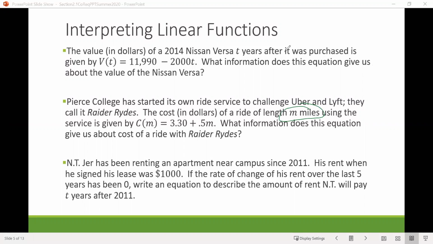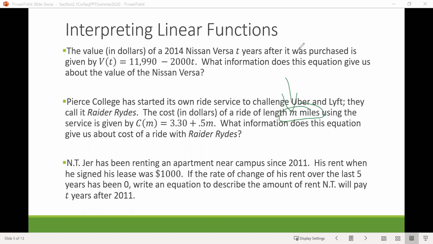and be careful, this m here is not like the y equals mx plus b. Okay, that's actually a variable in the equation. It says the cost in dollars of a ride of length m miles using the service is given by C of m equals 3.30 plus 0.5 m. What information does this give us about the cost of a ride with Raider Rides?